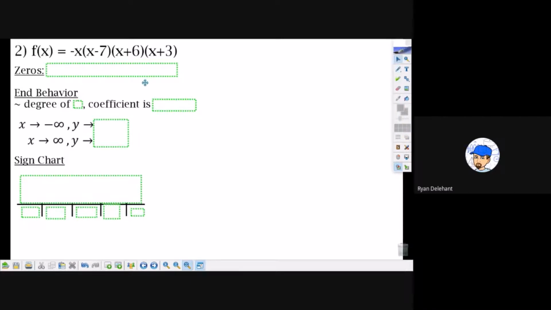All right, let's go through this one a little bit quicker. So zeros. How many zeros are there for this one? There's going to be one for the x plus 3, one for the x plus 6, one for the x minus 7, and one for this negative x. Don't forget about when there's an x in front, you've got to count it. What makes x equal to 0? When x is 0. So you actually get 4 out of this. There's one here, here, here, and here.